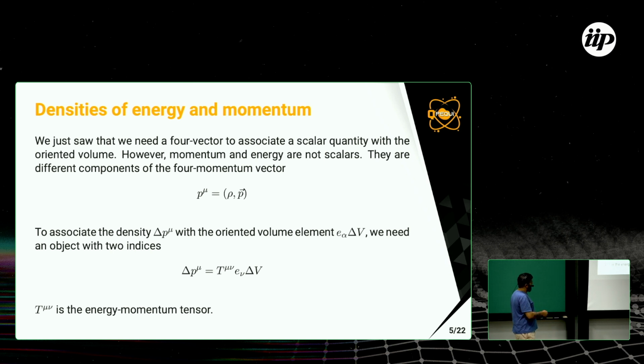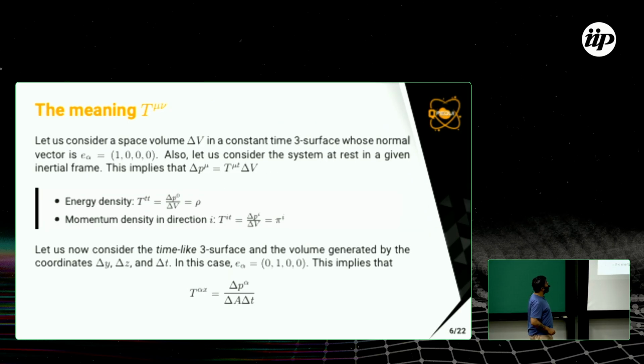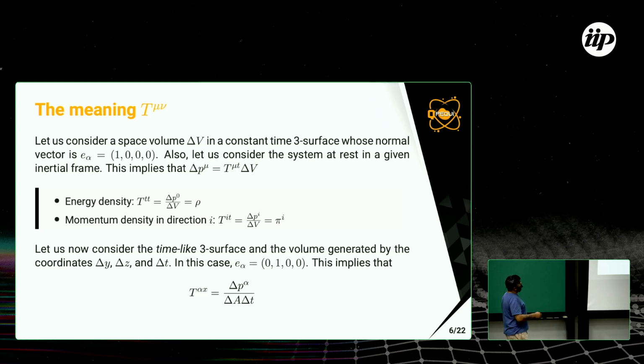So this is what we call the energy momentum tensor, or energy momentum stress tensor, because it also encompasses stress. Let us see how to interpret this. What's the meaning of this thing, and why is it the source of a gravitational field? So we consider the volume, a space volume. The orientation of this is just this: time-like, 0, 0, 0. So it just moves in time, nothing else. And this is a space volume.